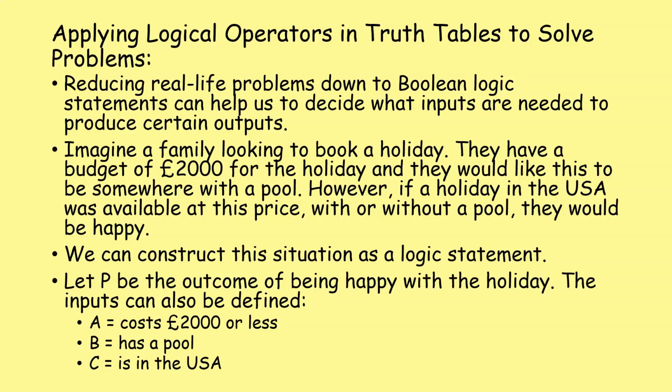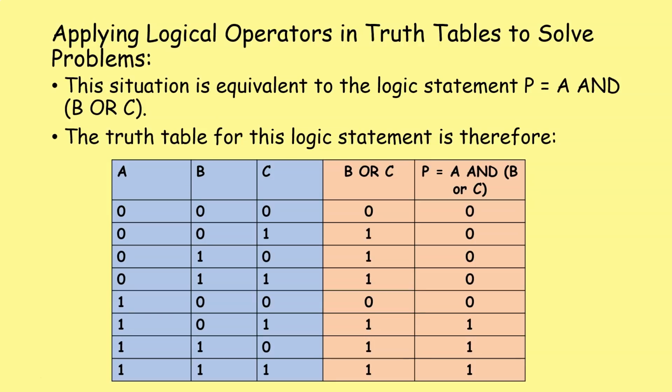However, if a holiday in the USA was available at this price, with or without a pool, they would be happy. We can construct this situation as a logic statement. Let P be the outcome of being happy with the holiday. The inputs can also be defined as A: costs £2,000 or less, B: has a pool, C: is in the USA. This situation is equivalent to the logic statement P equals A AND (B OR C).